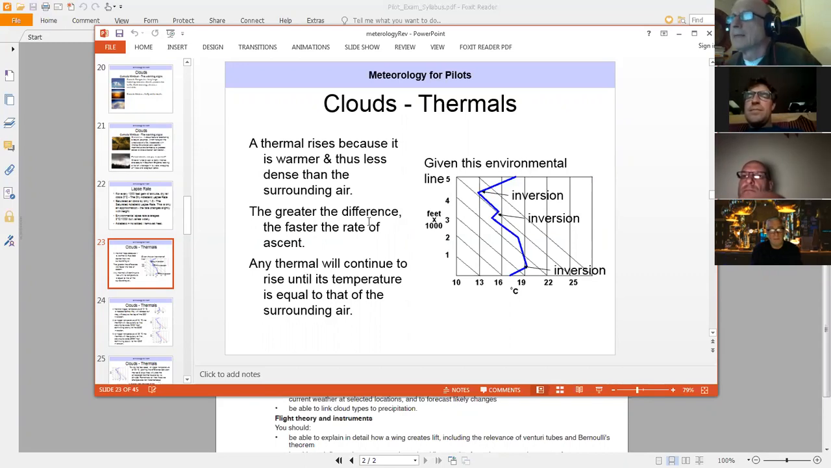So any thermal will continue to rise until its temperature is equal to that of the surrounding air. So yeah, it's rising. As it rises, it cools. As long as it's warmer than the surrounding air, it will continue to rise. Once the two temperatures balance, it will stop rising at that point.